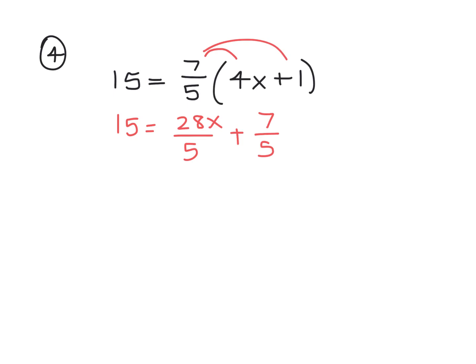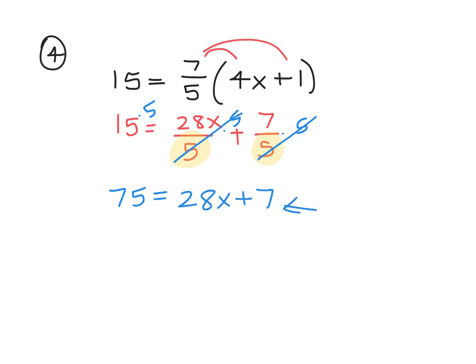I need to get rid of this denominator. So 5 is the denominator I'm trying to get rid of, which means I'm going to multiply everything by 5. And hopefully you see at this point, if you're multiplying by 5 to get rid of the 5, those cancel. The reason I'm showing you that here is because I don't want to multiply 28 by 5 and then have to go back and divide it. So 15 times 5 is 75 equals 28x plus 7. And now you are back to normal.